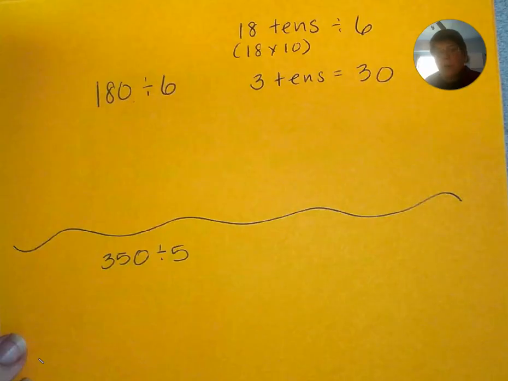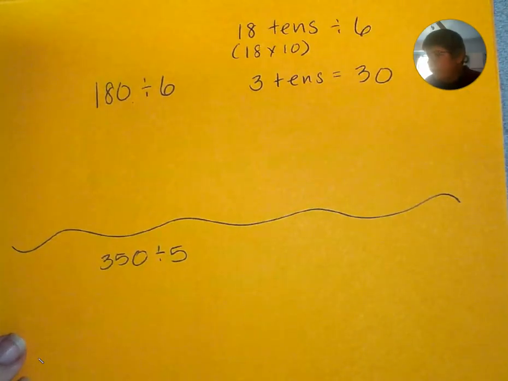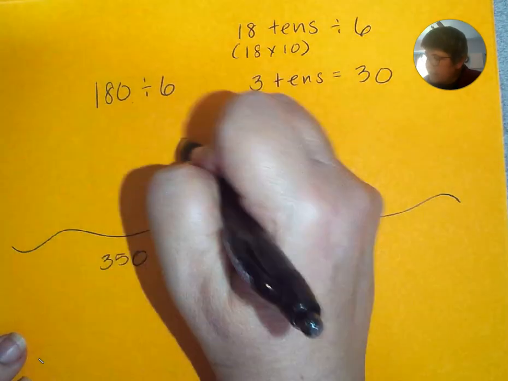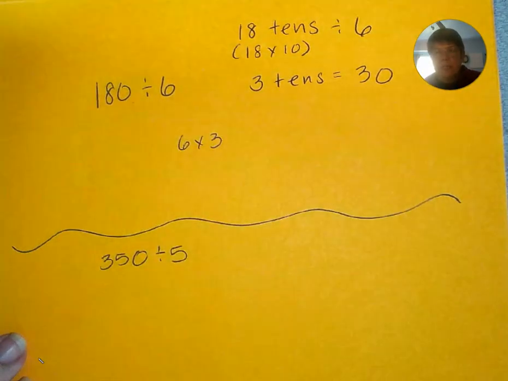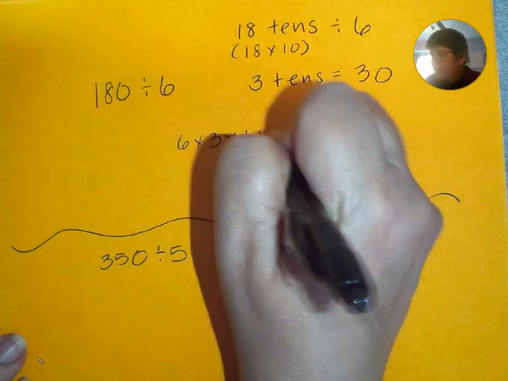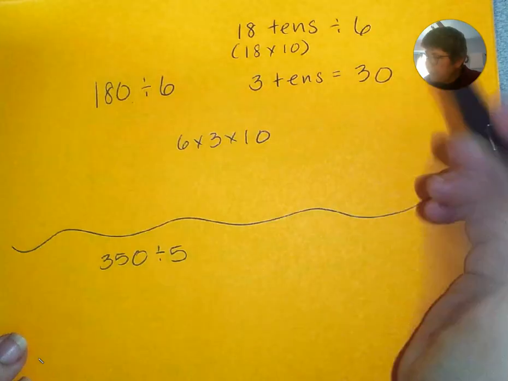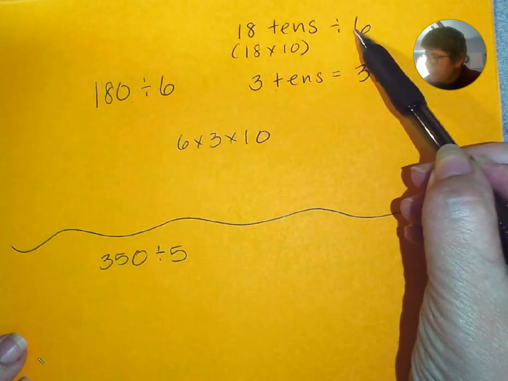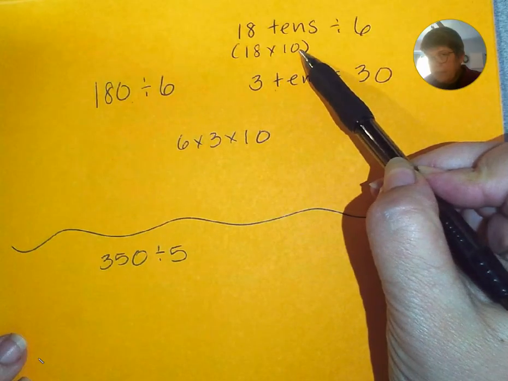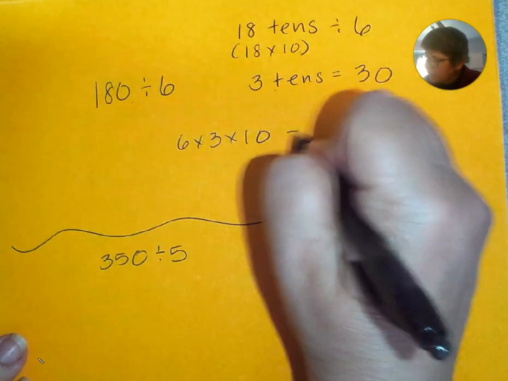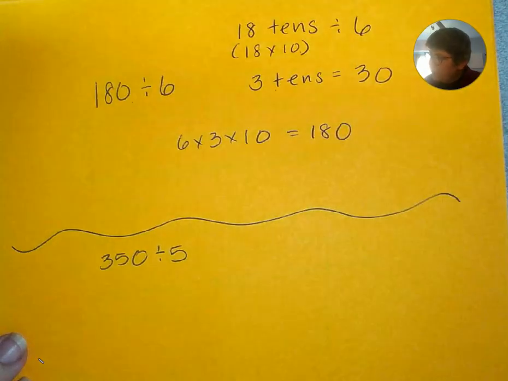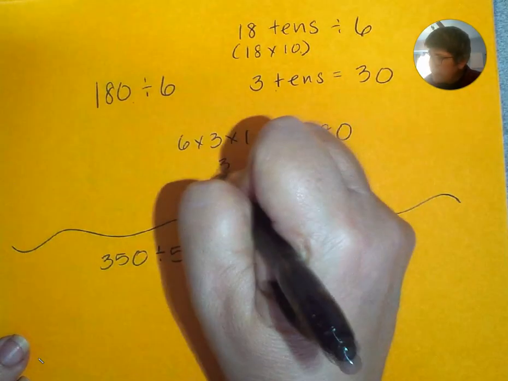All right? I could draw my 18 tens if I wanted to, but I could also think about it like this. I could think of it as another way too. I could think of it as 6 times 3, which is 18, times 10. 6 times 3 times 10. So you can see 3 times 6 times 10. Do you see that there? Okay, so that is equal to 180. So 180 divided by 6 is 30.